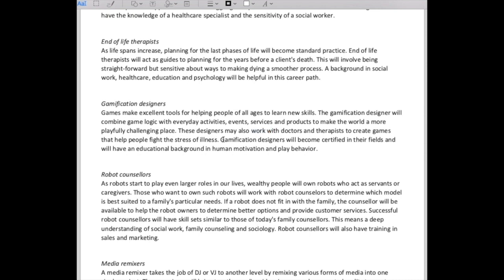Let's continue. Will become certified. Here it is. So gamification designers will become certified in their fields and will have an educational background. Here is the part of education. In human motivation and play behavior. So here are the two elements that we need for our task. So we can take this and put it in our task. So let's go back.